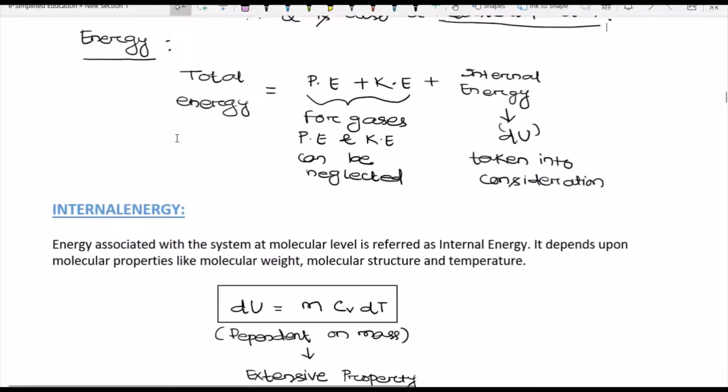Next, coming to the energy part. What is internal energy? The total energy is the summation of potential energy, kinetic energy and internal energy. But for gases we can neglect the potential energy and kinetic energy. So internal energy is taken into consideration because potential energy and kinetic energy are very small compared to internal energy. That's why we take internal energy into consideration for gases, as we discuss gases mostly in thermodynamics.